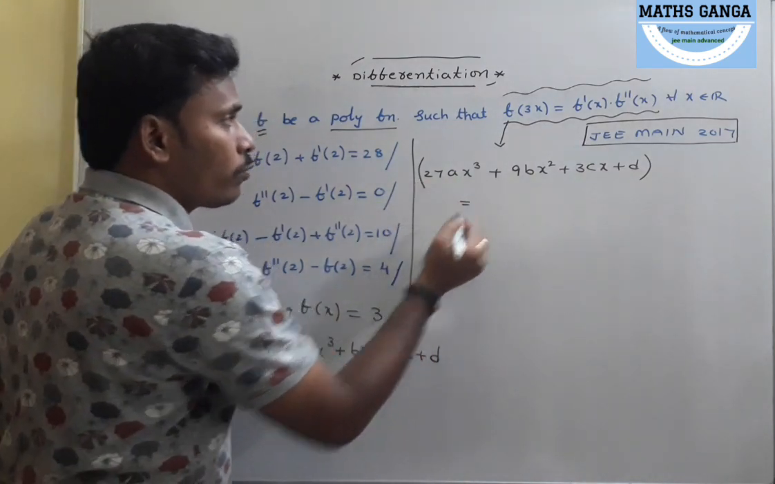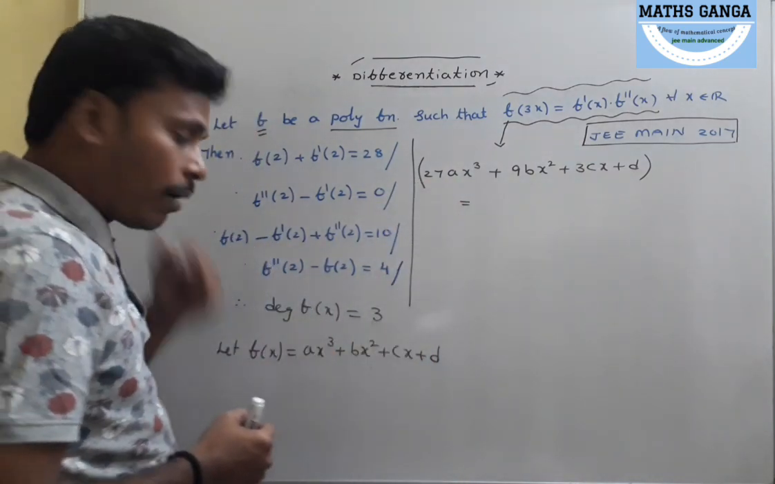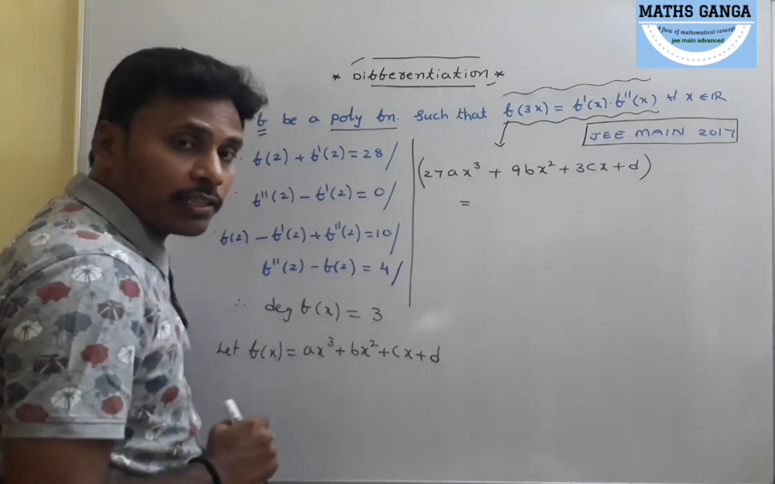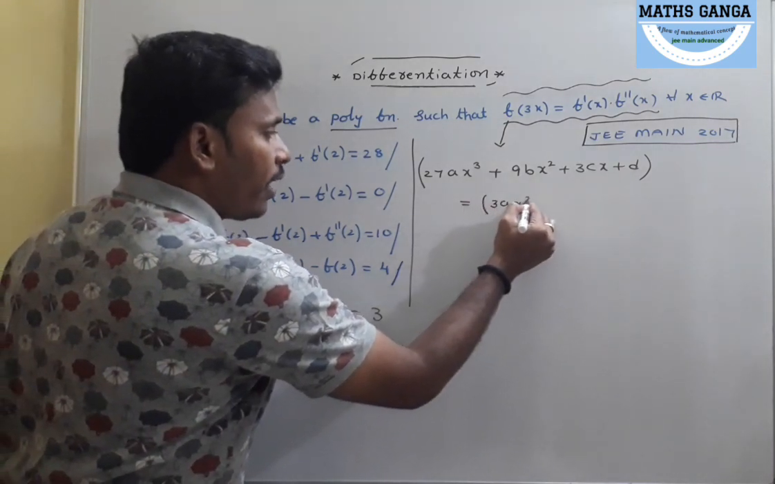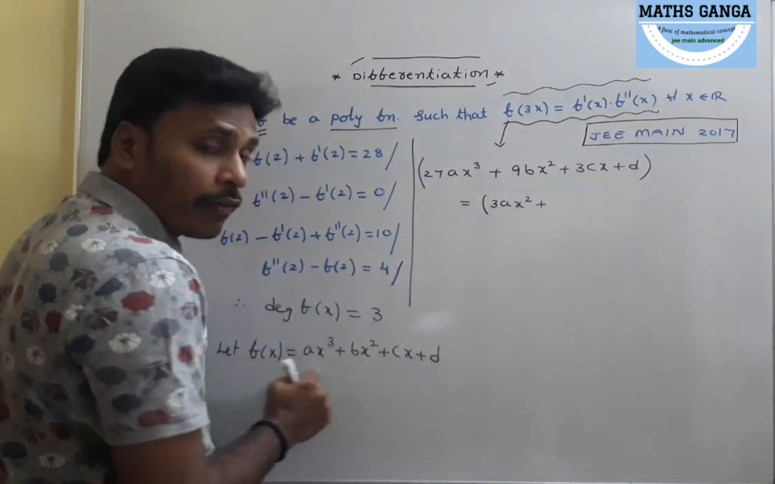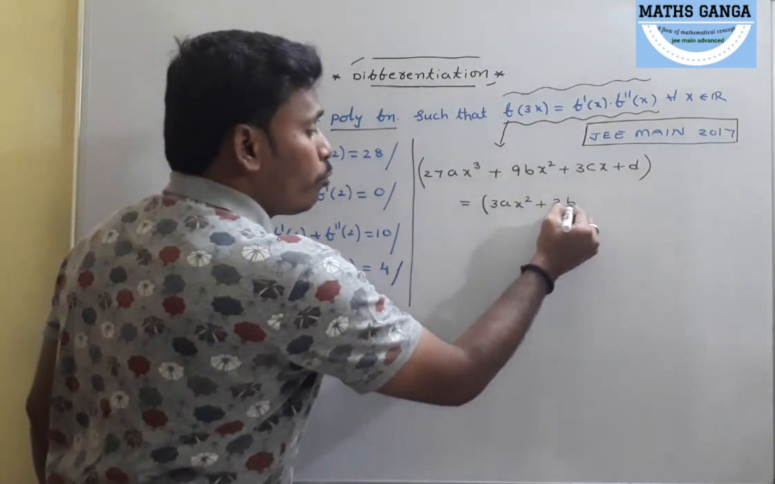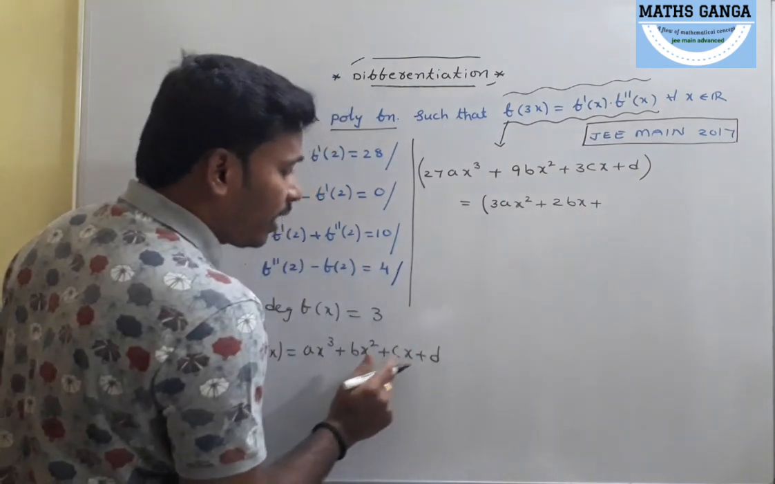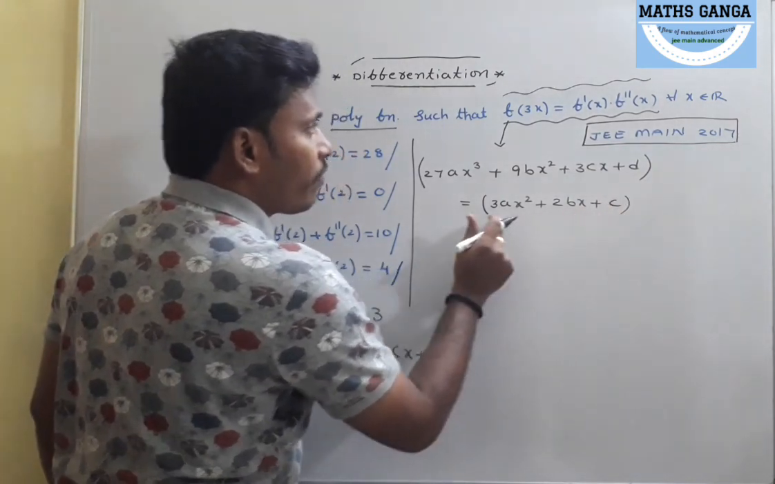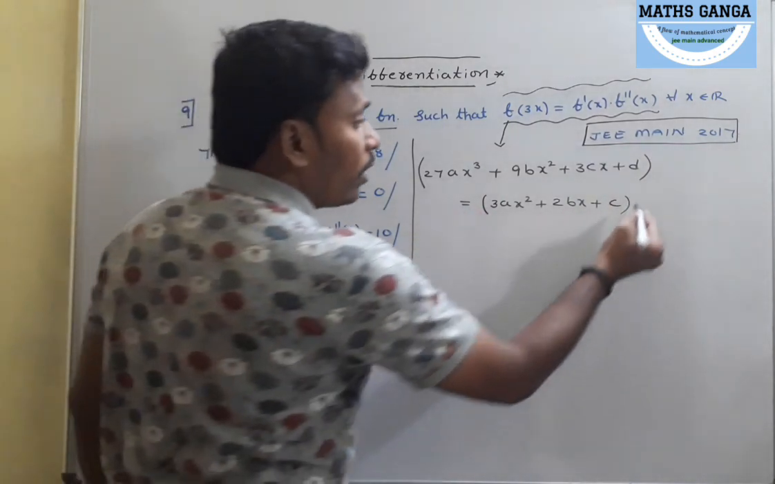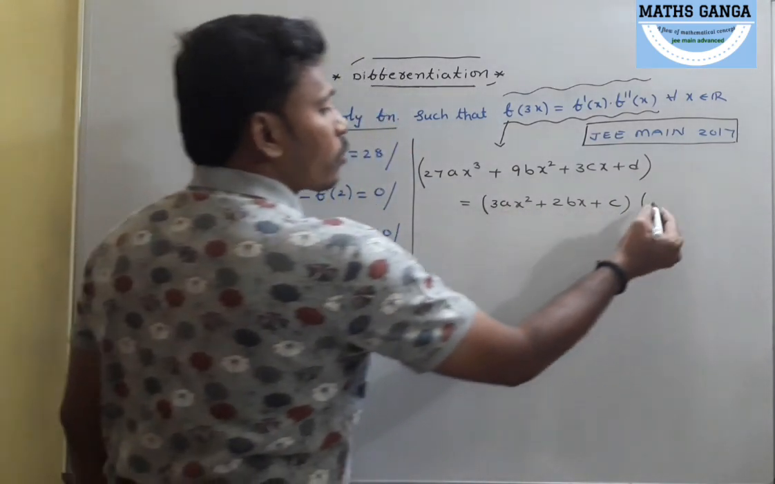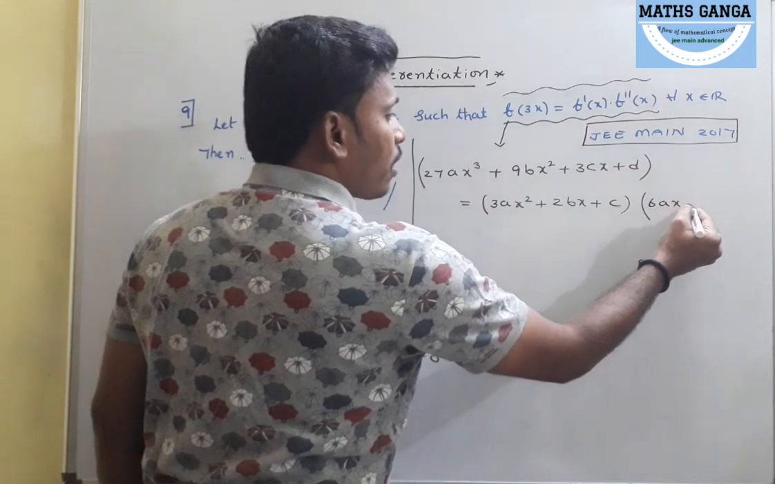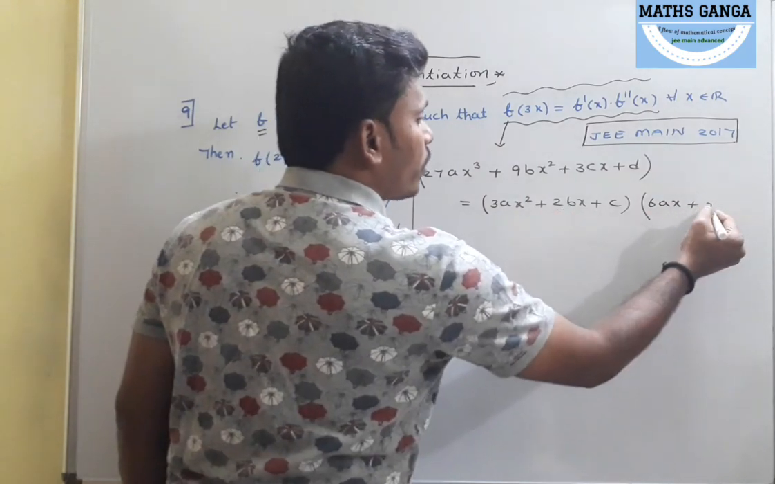This is equal to the product of f dash and f double dash. What is the derivative of f dash? For ax cube it is 3ax square, and for bx square it is 2bx, plus for cx the derivative is c. So this is f dash of x into f double dash. That means the derivative of this f dash: for 3ax square it is 6ax, and for 2bx the derivative is 2b.